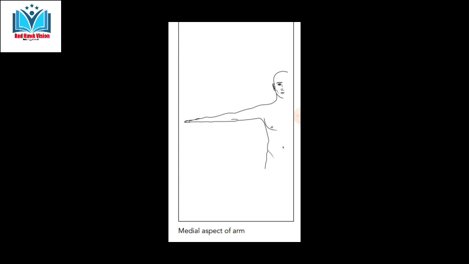Here is the medial aspect of the arm. Generally, the medial aspect refers to the side of a body part closest to the midline. So here, for example, we have the medial aspect of the arm. In that image, we can see both the medial aspect and the lateral aspect of the arm, but I want to emphasize here just the medial aspect.